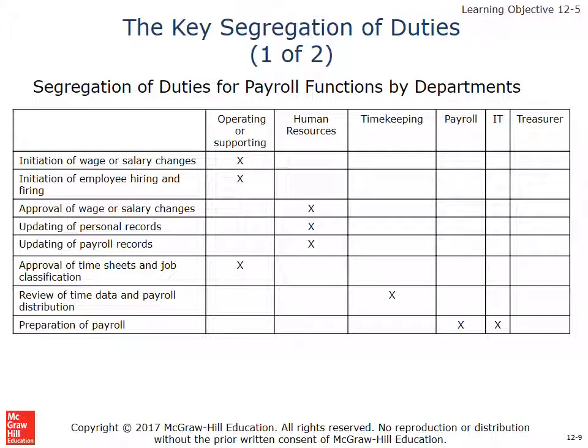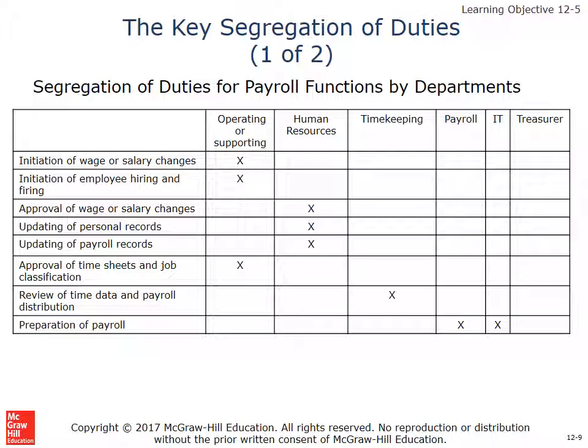When it comes to segregating duties, it's very important to do that. One of the top ways of committing fraud in this area is paying people too much money or having ghost employees. So we want to make sure that these functions are separated so that this could be alleviated. The initiation of wage or salary changes is usually done in the operating or supporting area, so it's the boss. Hiring and firing is usually done with the boss. Approval of wage or salary changes, human resources, and updating the personnel records and payroll records.